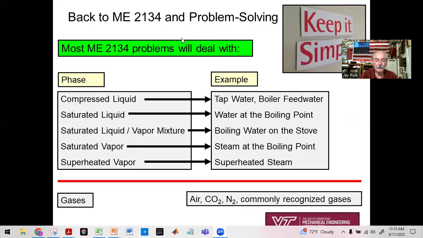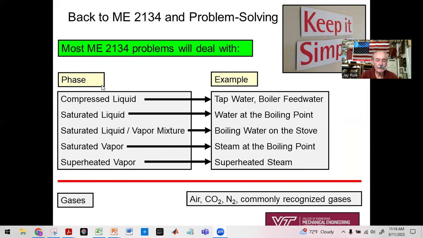So here's what I want you to think about. I want to try to help you keep it simple. One thing is, in this class, we're not going to be dealing much with ice, very little with ice. It all depends on your instructor, but don't expect to be spending much time on the solid phases.